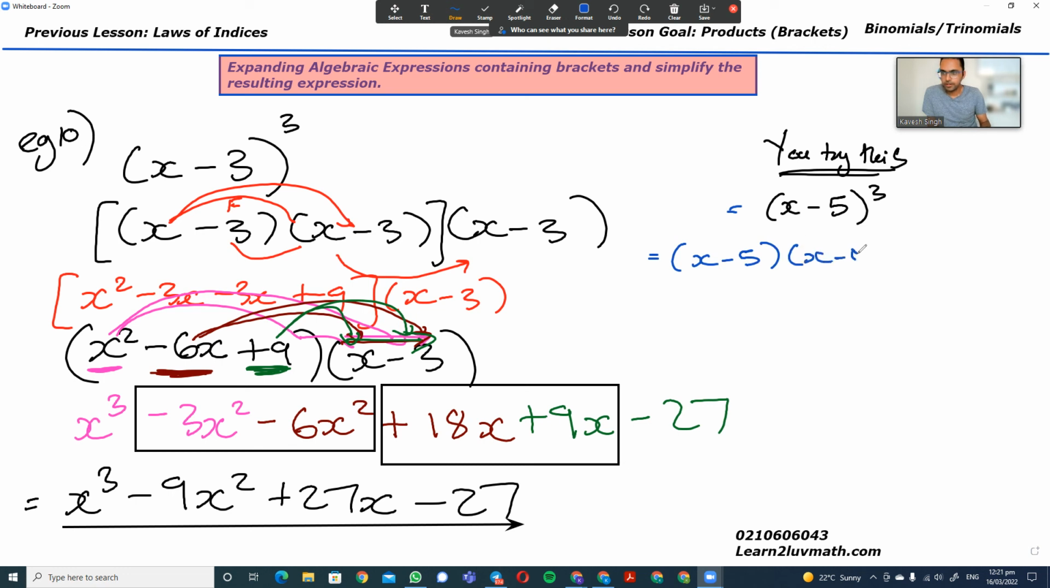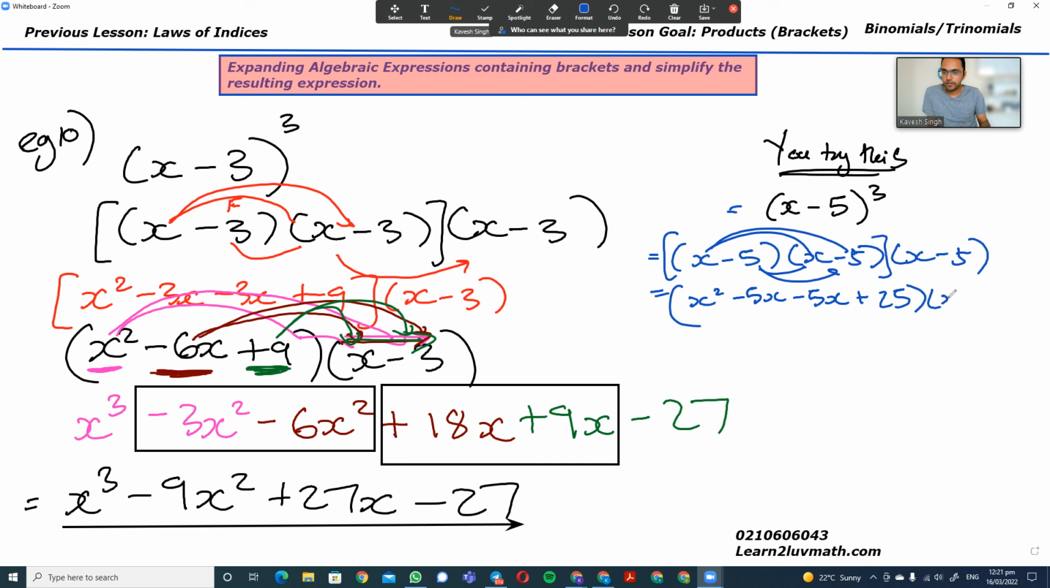Okay, x minus 5, x minus 5. And let's deal with the first two brackets like we did previously. X times x gets me x squared. X times negative 5 gets me negative 5x. In the two terms, negative 5x FOIL. This is just normal FOIL. And negative 5 times negative 5 gets you positive 25. Keep that in a bracket, x minus 5. Simplify this bracket now. Keep it in a bracket though.